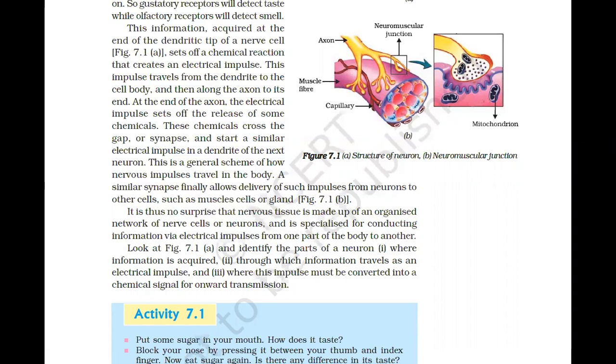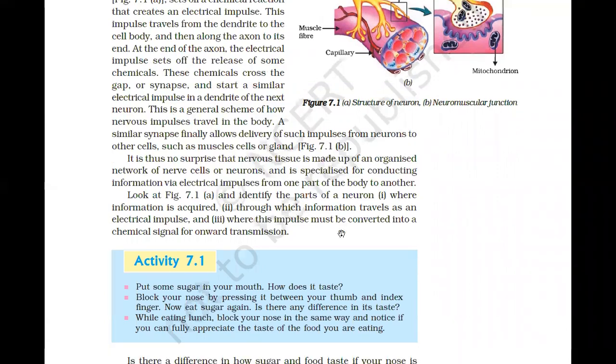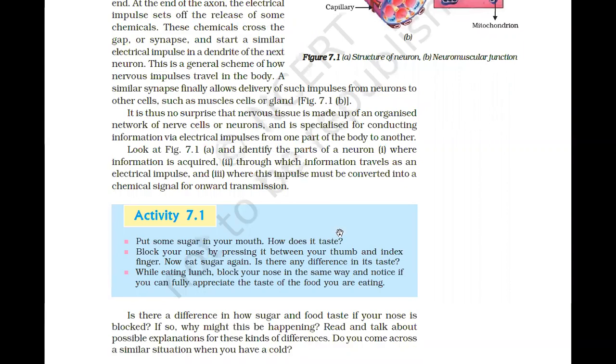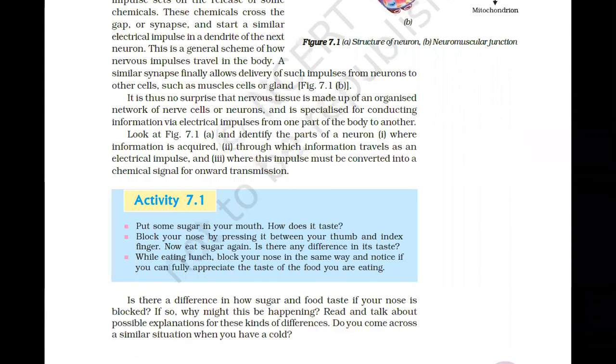A similar synapse finally allows delivery of such impulses from neurons to other cells such as muscle cells or glands. It is thus no surprise that nervous tissue is made up of an organized network of nerve cells or neurons and is specialized for conducting information via electrical impulses from one part of the body to another. Look at Figure 7.1a and identify the parts of a neuron where information is acquired, through which information travels as an electrical impulse, and where this impulse must be converted into a chemical signal for onward transmission.